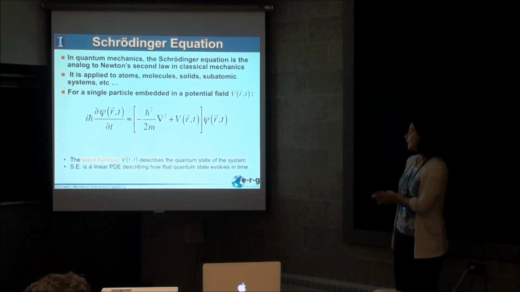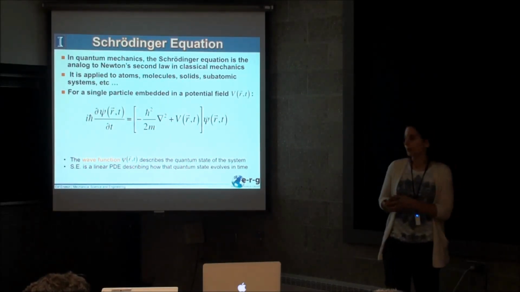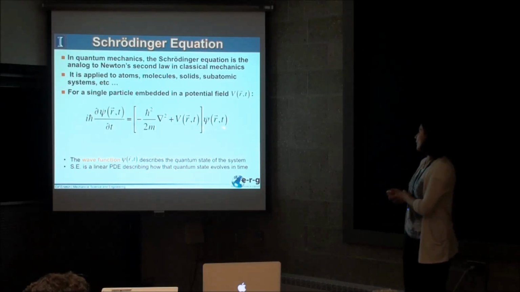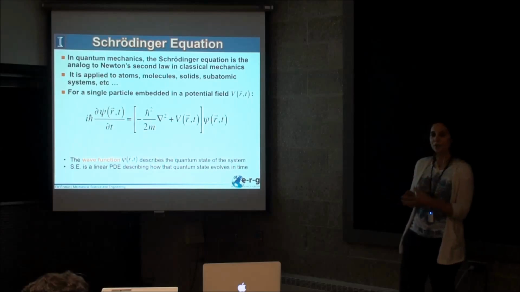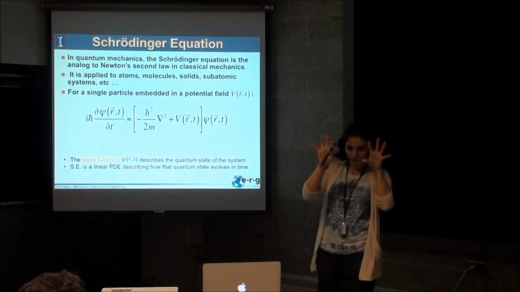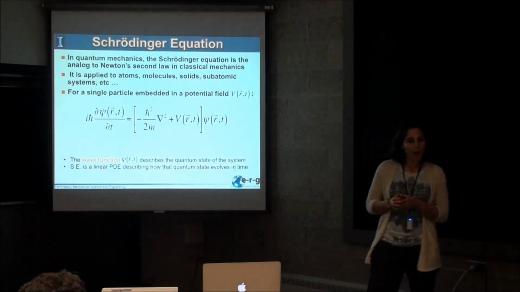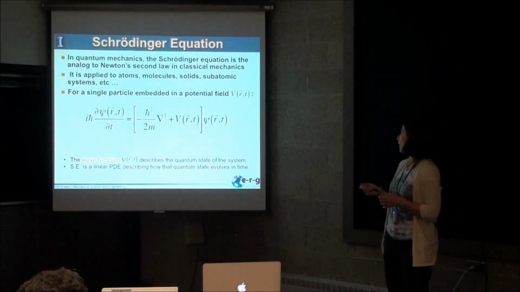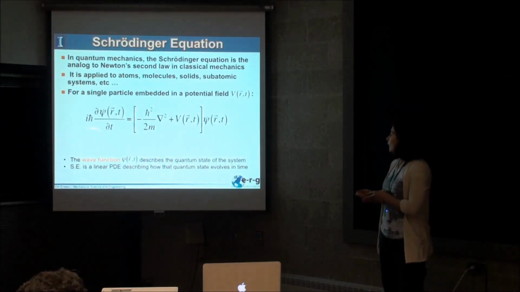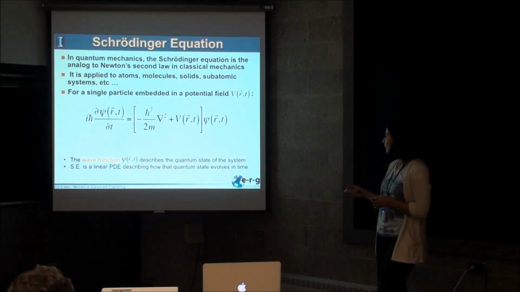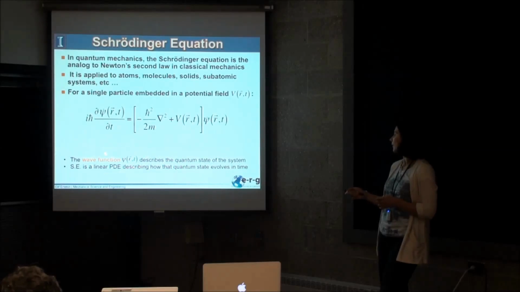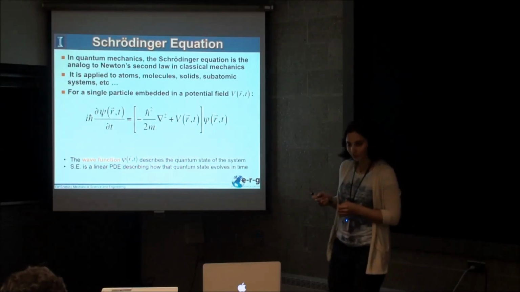First of all, the wave function is the function that we're interested in determining. It describes the quantum state of the system. It's the function that we actually want to solve for. If we know the wave function pertaining to a system of particles, we know almost everything we need to know about that system. And this Schrodinger equation that I've written here is a linear partial differential equation that describes how that quantum state described by the wave function evolves in time.